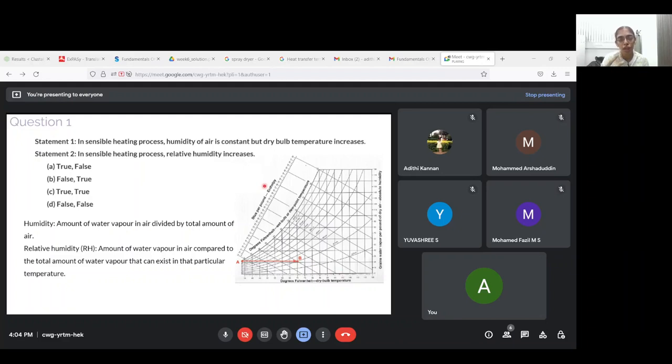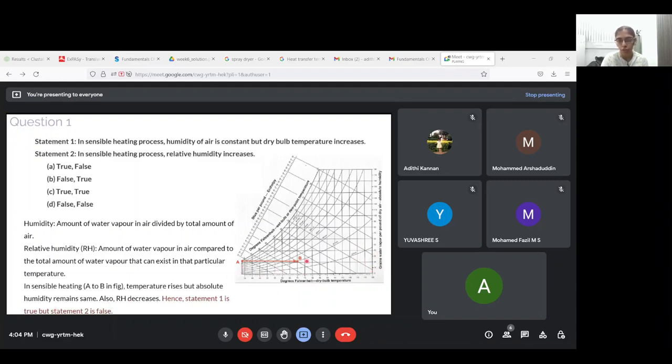So your air will have a certain amount of enthalpy present. So each of these slanting lines represents a particular enthalpy value, and each of these curved lines represents the relative humidity, the ones that you see here. So if you go from A to B, you can see that your humidity remains constant. Only the dry bulb temperature increases. So your statement 1 is true.